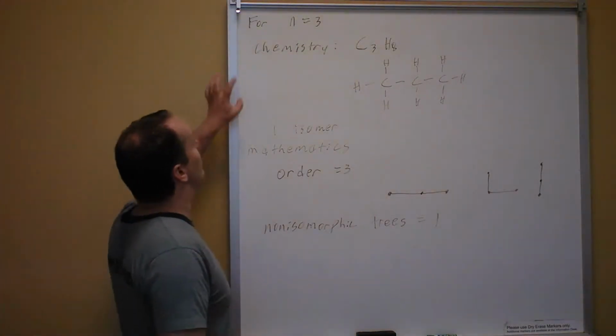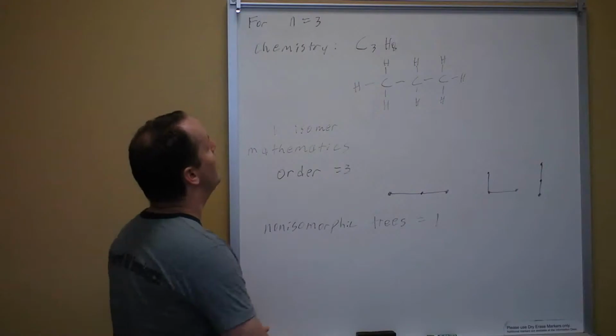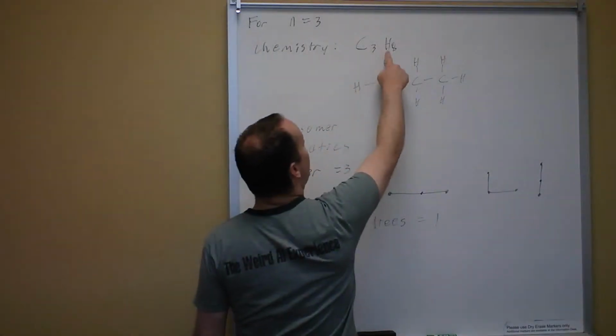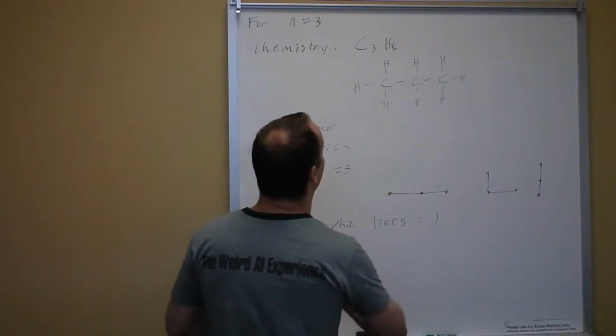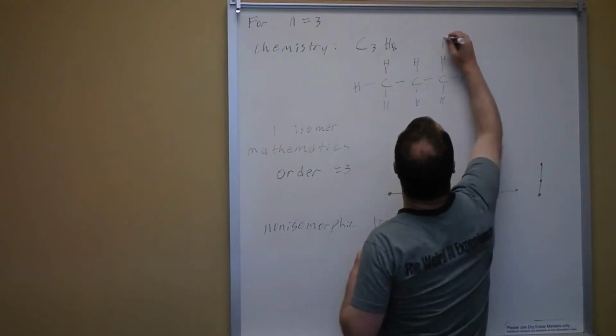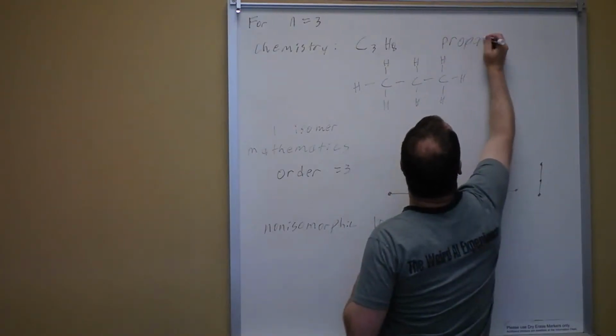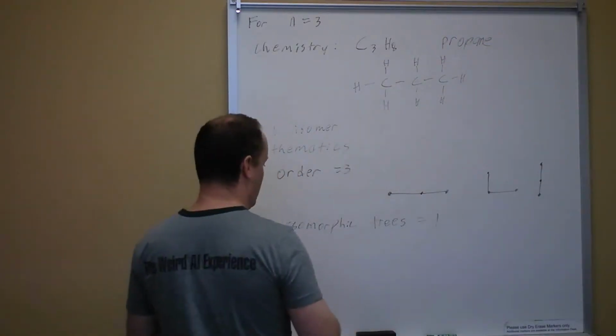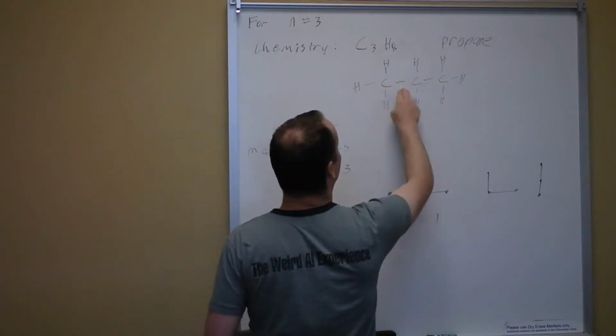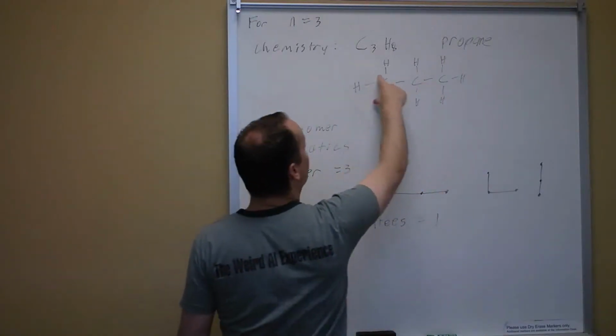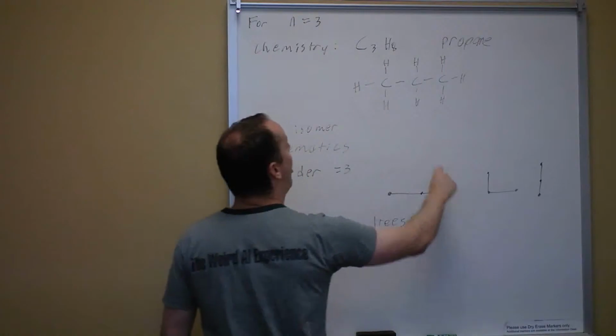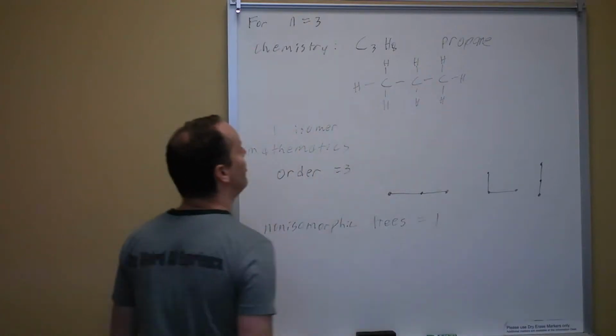So continuing on, what if n is equal to 3? Well, in chemistry, we get the formula C3H8. Oops, I forgot to write the name. This is propane. Okay, so as you can see, we have 3 carbons in a row. And off the 2 end carbons, we have 3 hydrogens. Off the middle carbon, we have 2 hydrogens.